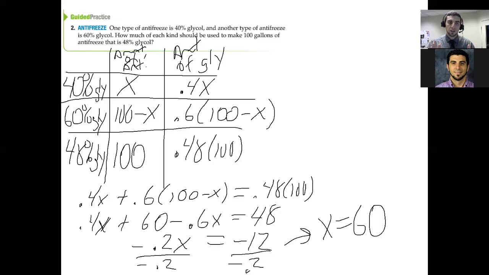Now, it's just a coincidence that you needed 60 of the 40 and 40 of the 60. Okay, don't think you're just going to switch the numbers around and skip all the work. It's almost never going to work out like that again. Just a coincidence here. But make sure you read the problems carefully and answer everything they ask.